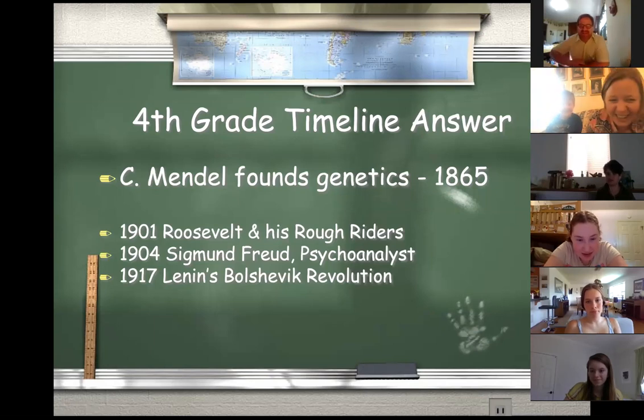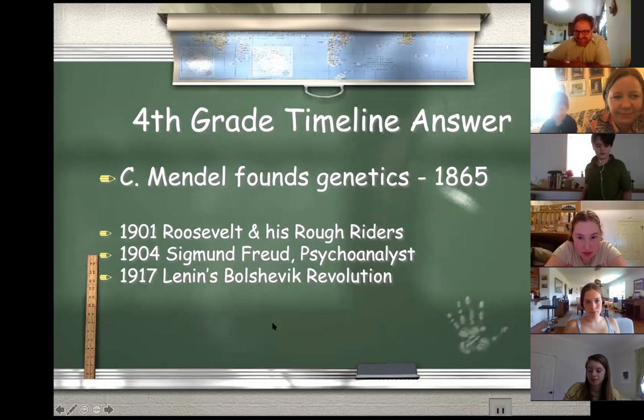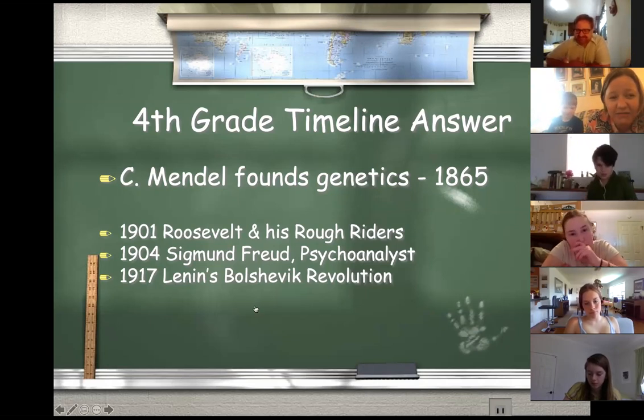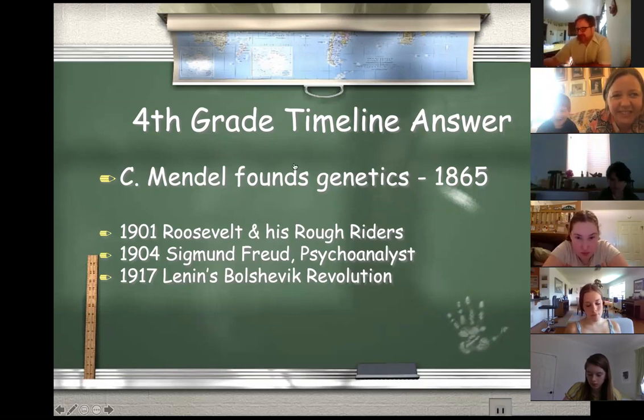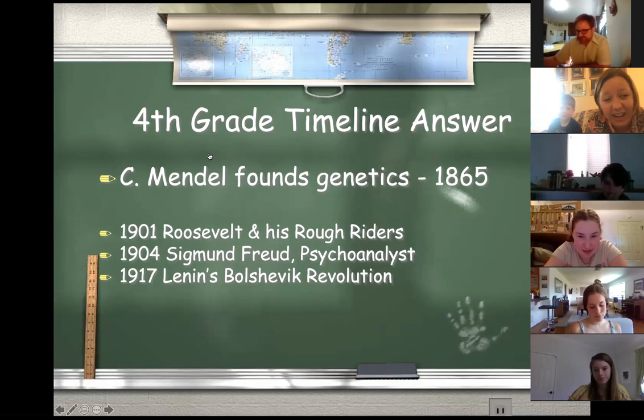That's right. Mendel founded genetics in the 1860s, not in the 1900s. But with Roosevelt and his Rough Riders, those dates are there for you. If Emmy were with us, she did a cornerstone on Mendel, and she could have said with some authority. Yeah, that's right. Okay, back to our leaderboard.